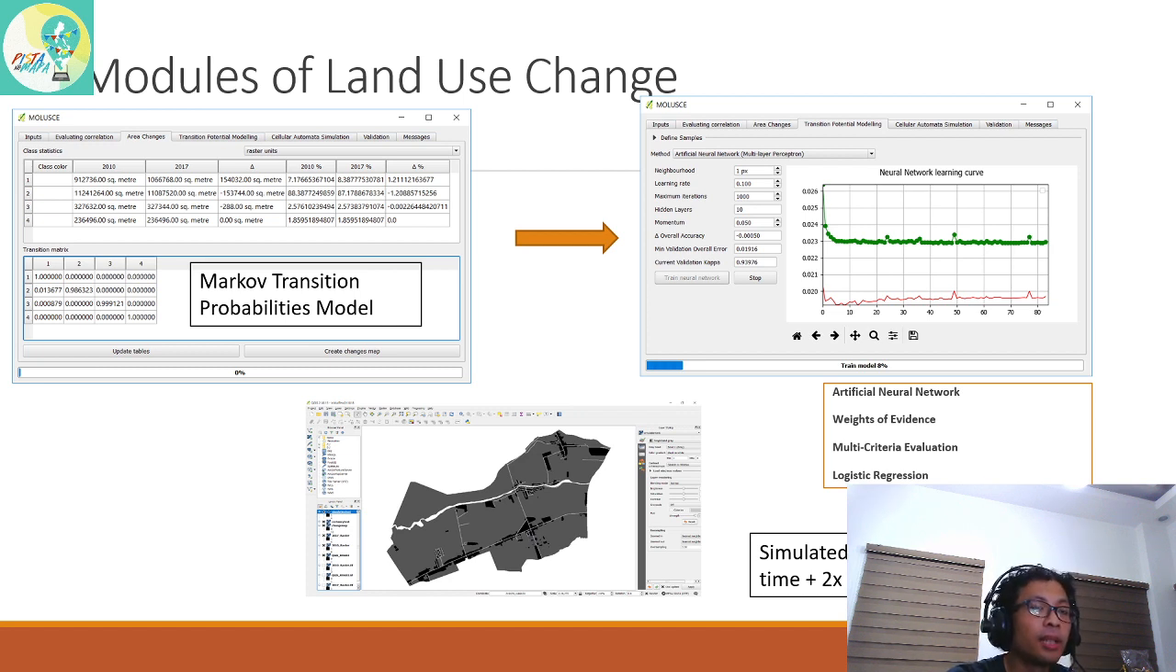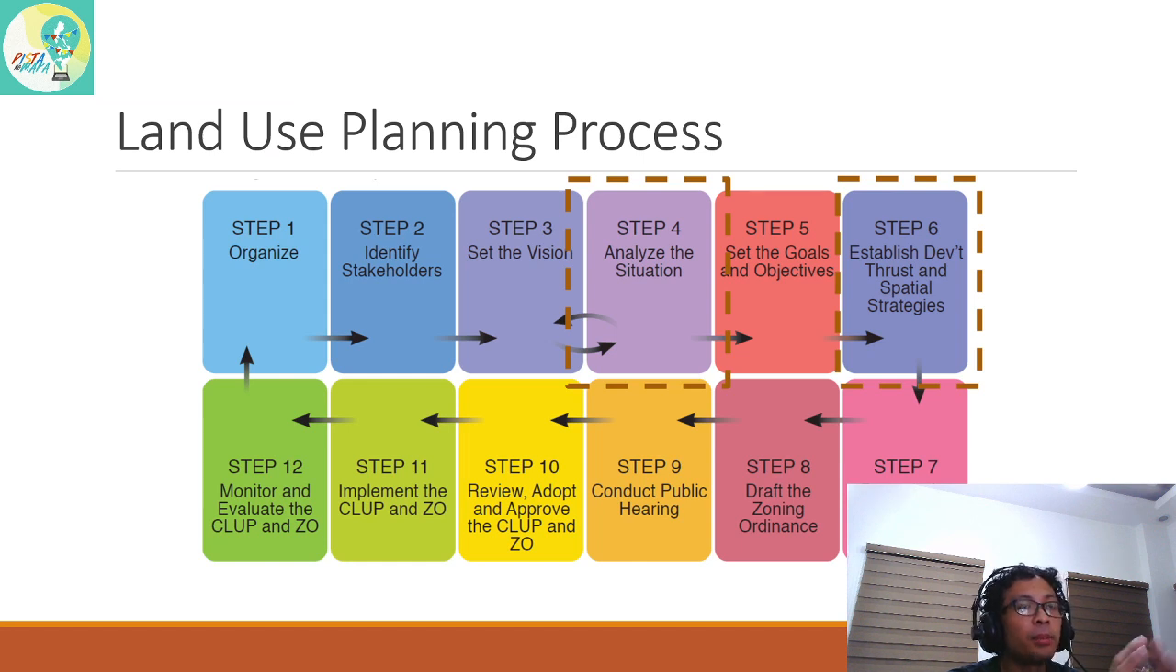Okay, so the next question is: can it be integrated into our current land use planning process? For those who are not familiar, the local governments here in the Philippines are mandated to update their comprehensive land use plans. Basically, this results in a zoning ordinance which restricts the types of land uses in a certain area in the municipality or city.